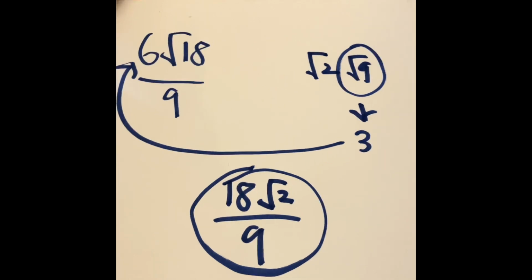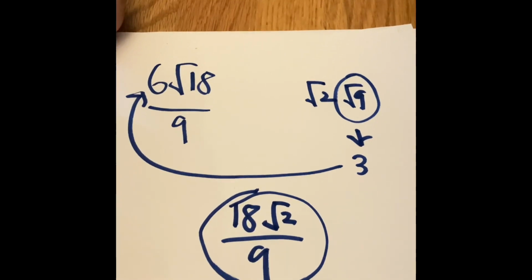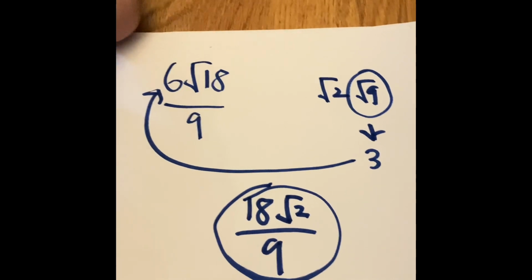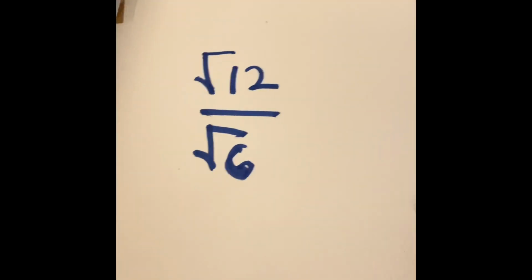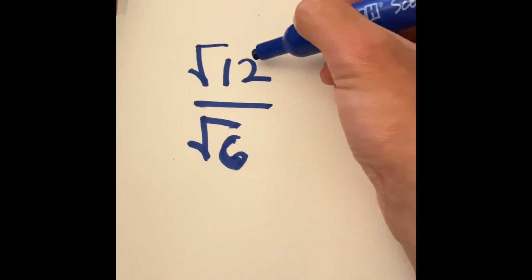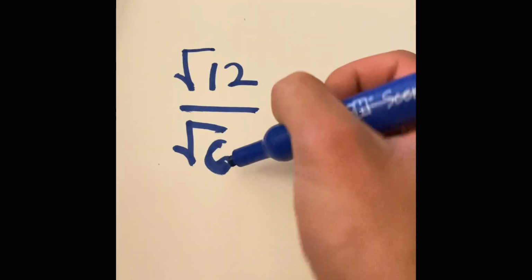Let's look at one more example, and there's a formula that we can use to help us understand it and apply it to much harder math. Okay, so here's the last problem of the day. We have the square root of 12 divided by the square root of 6.